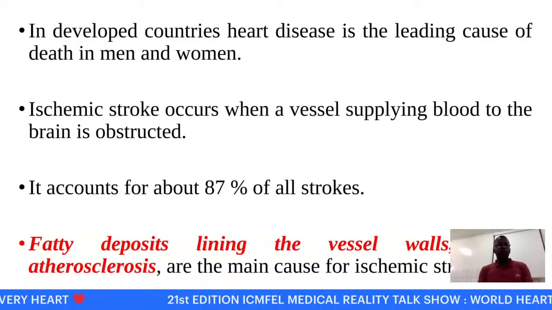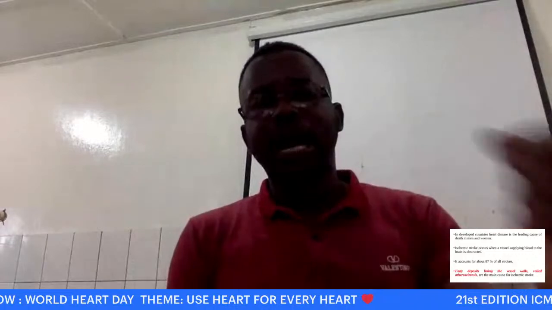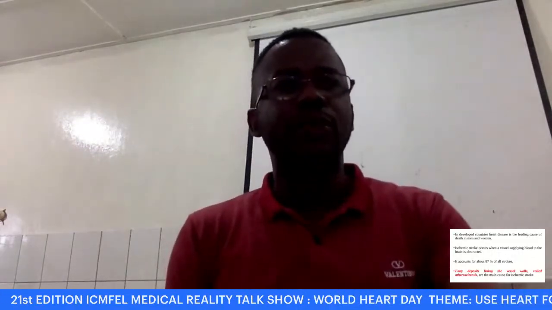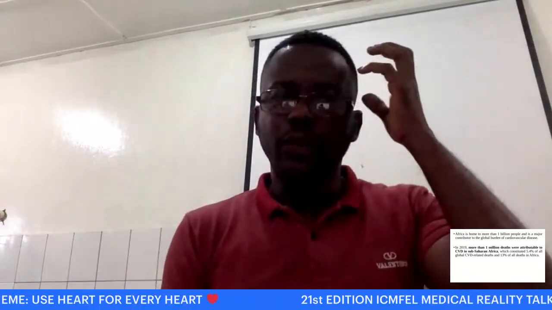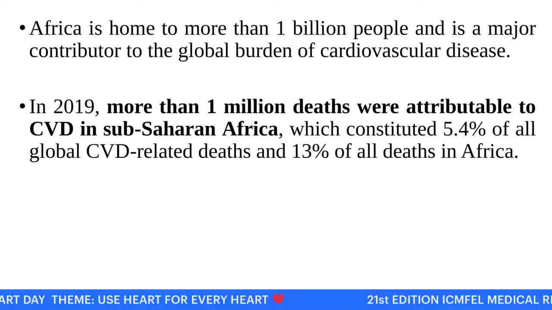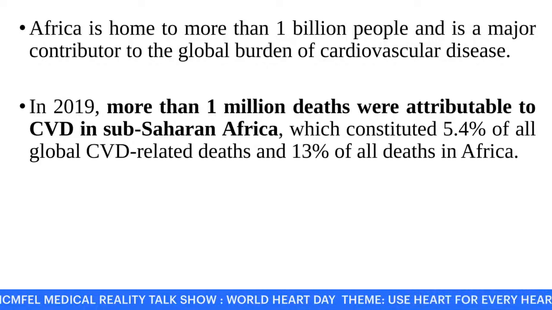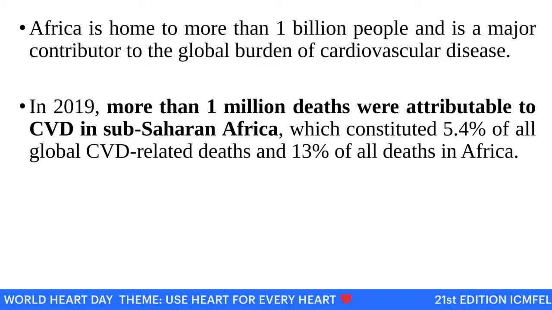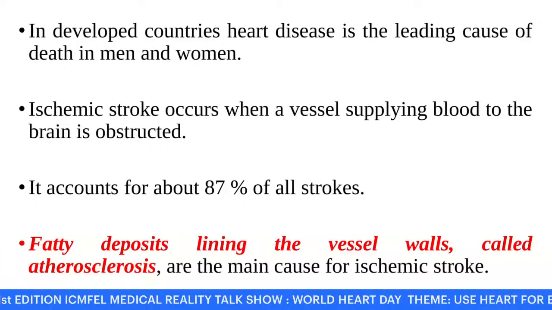Now, the forms of stroke. We have two forms. One happens when the blood vessel of the brain cannot send blood beyond a point. We call that ischemic. There is no blood, so the brain cells begin to die. We call the other hemorrhagic stroke, when the blood vessels in the brain rupture into the brain cells and cause compression, and then you can develop stroke. The primary cause of this is the accumulation of fats from the heart in the brain.